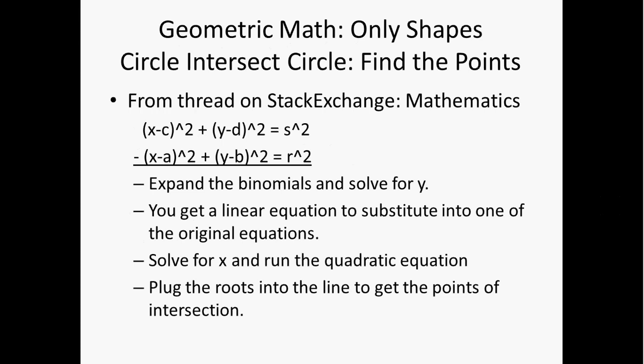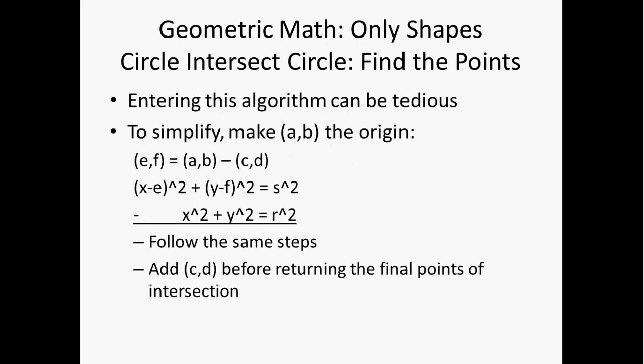You substitute this equation back into one of the circles and you set it up for a quadratic equation. You run your quadratic equation, you get your roots. Then you need to plug these roots back into the line or linear equation that you generated, and then those will give you your points of intersection. The problem with this is it's very tedious to enter into a program. There's a couple places where you have to be careful that you aren't dividing by zero, and if you are, you have to rearrange a lot of things.